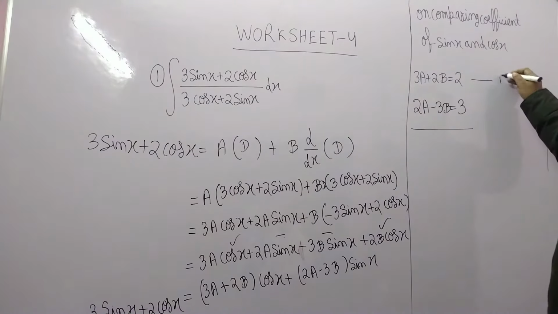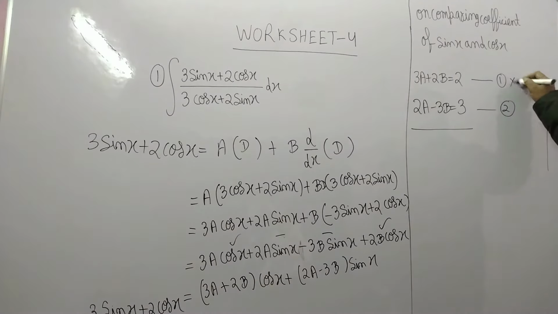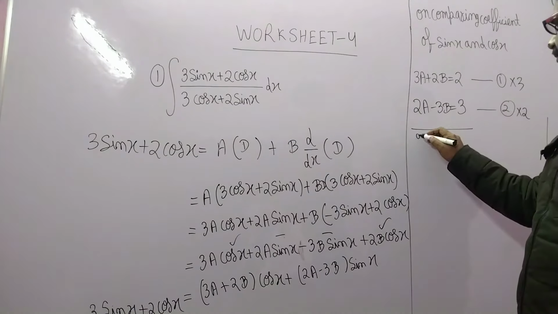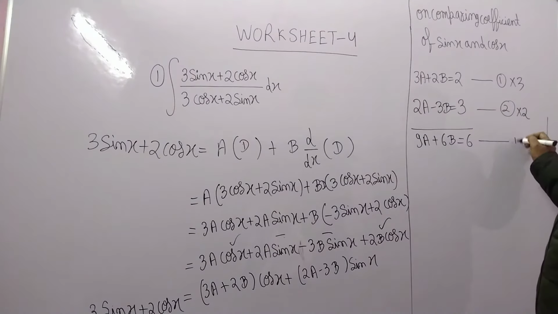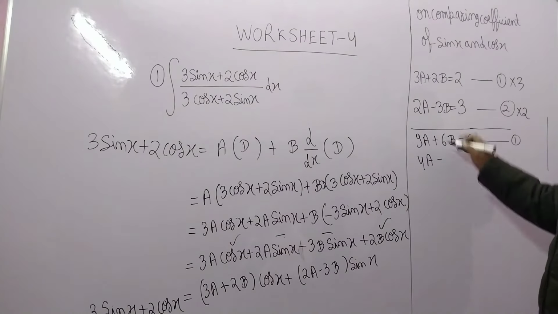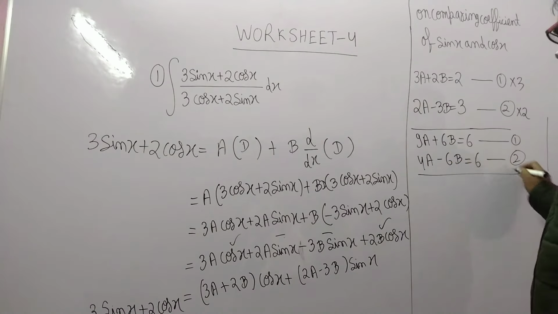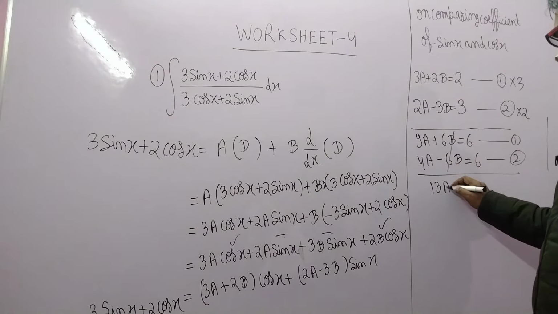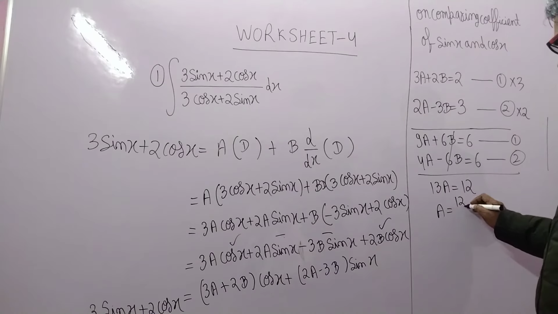Now we solve these two equations by elimination method. In the first equation we multiply by 3 and in the second equation we multiply by 2. So we have 9a plus 6b equals 6 and 4a minus 6b equals 6. Adding, 13a equals 12, a equals 12 by 13.